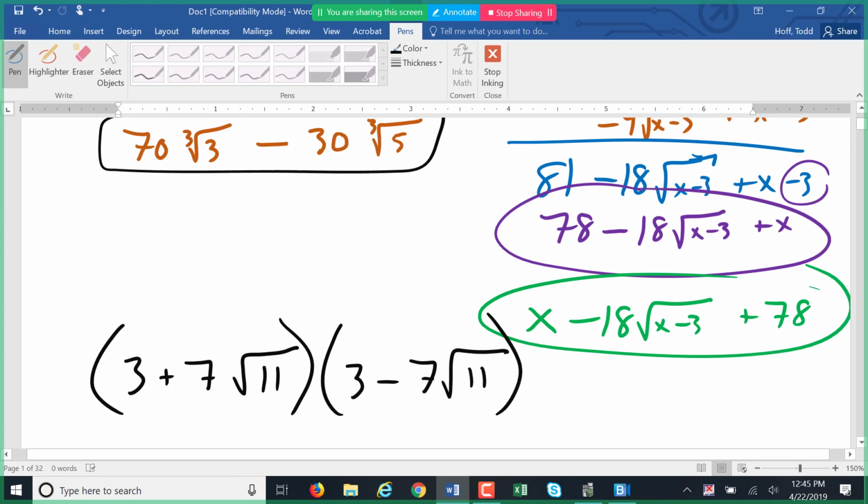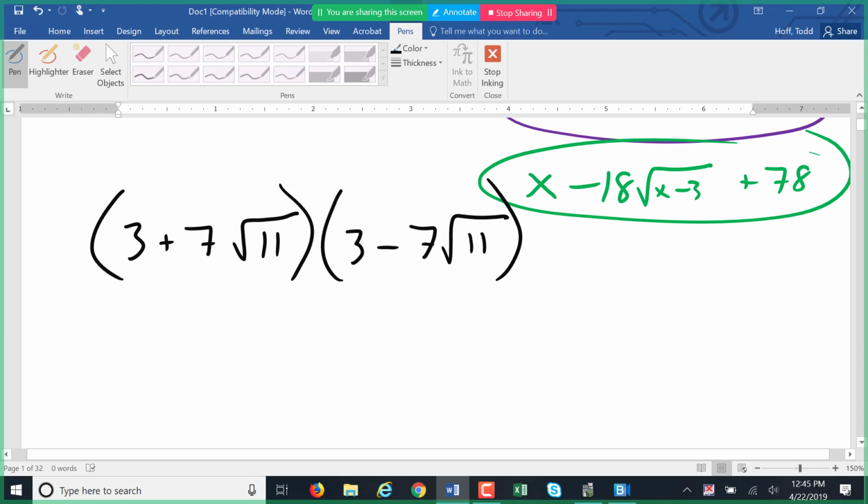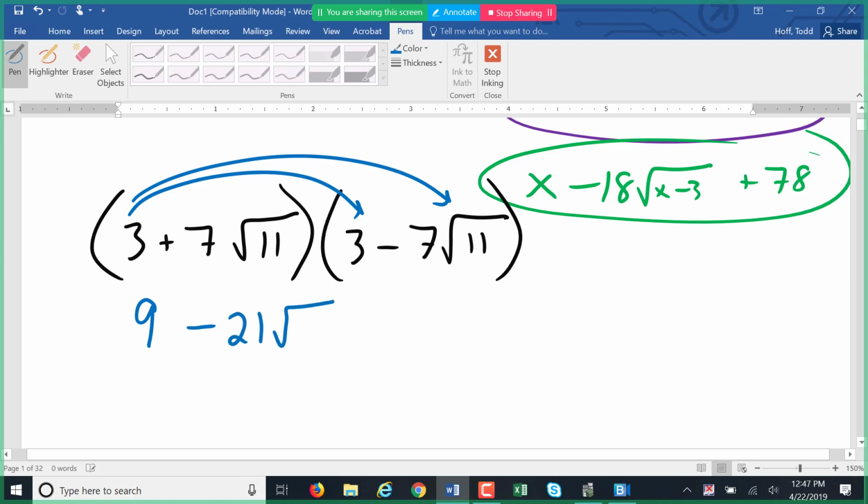I'm going to have you multiply this one out quick, and we'll talk about it in just a minute. So if we start out, 3 times 3 is 9. 3 times negative 7 square root of 11. 3 times negative 7 is negative 21. Square roots of 11. 7 times 3 square roots of 11 is a positive 21 times the square root of 11.